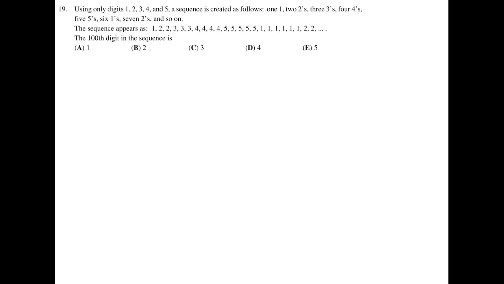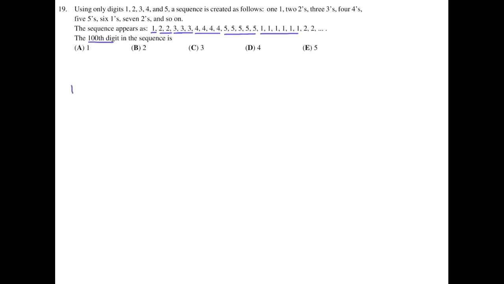Using only digits 1, 2, 3, 4, and 5, a sequence is created as follows: 1 1, 2 2s, 3 3s, 4 4s, 5 5s, 6 1s, 7 2s, and so on. The sequence appears as, so as you can see, 1, then 2 2s, 3 3s, 4 4s, 5 5s, and then 6 1s, and then 7 2s, and so on. The 100th digit of the sequence is. All right.